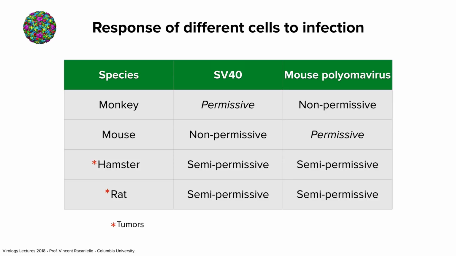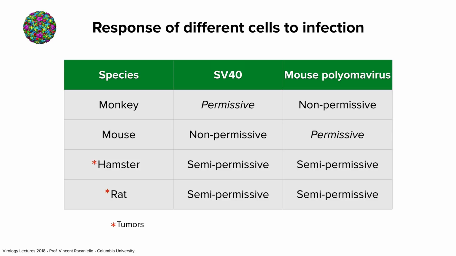Here's a summary of these data with DNA tumor viruses. We have this animal species that's being infected here on the left, and we have the virus SV40 or mouse polyomavirus, these two DNA tumor viruses. So in the monkey, SV40 is permissive. It replicates, kills monkey cells, no tumors. It's the natural host of the virus. Mouse polyomavirus, if you infect monkeys, the cells are non-permissive, the virus doesn't get anywhere, no tumors. The mouse, you infect with SV40, the cells are non-permissive, so no tumors. Mouse polyomavirus, the mouse is the natural host, the cells are completely permissive and they die.